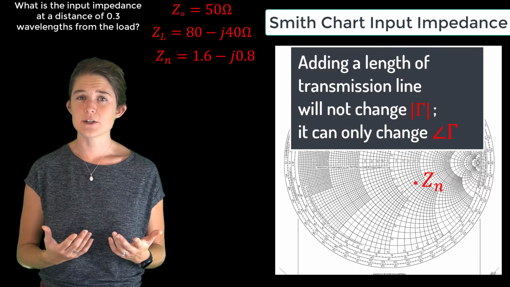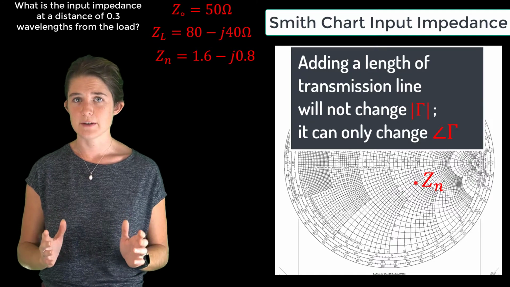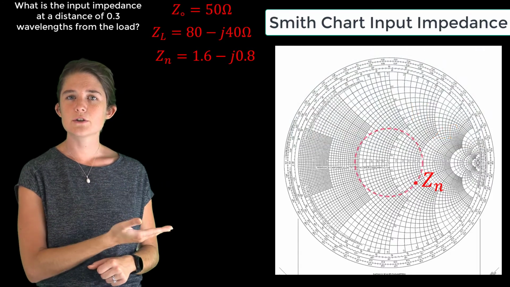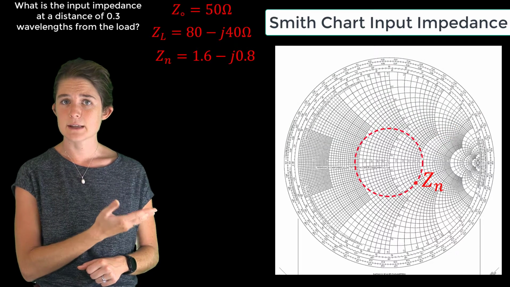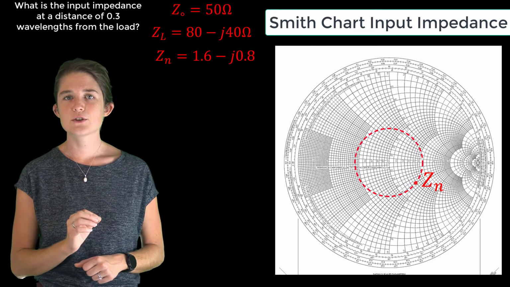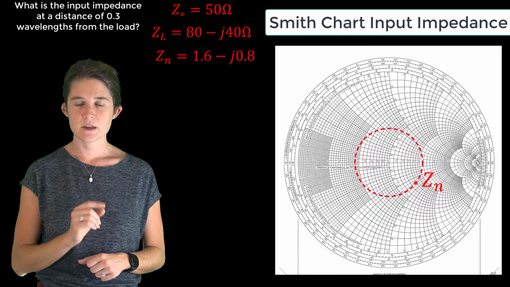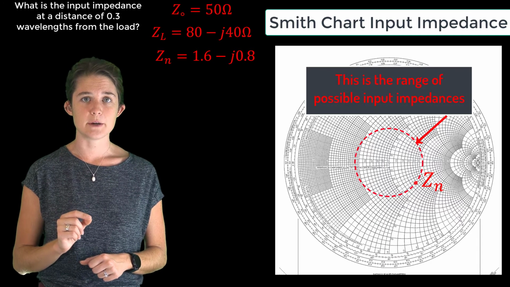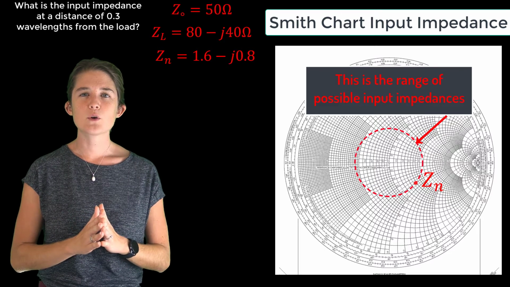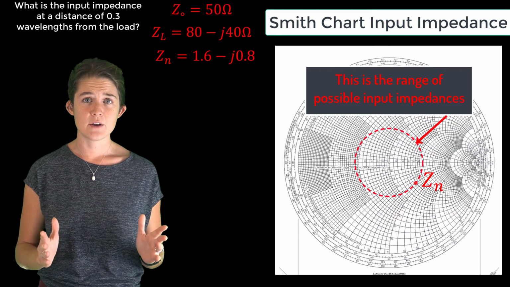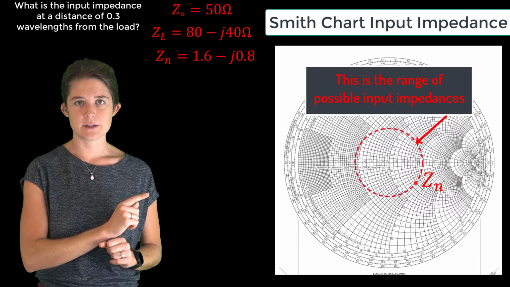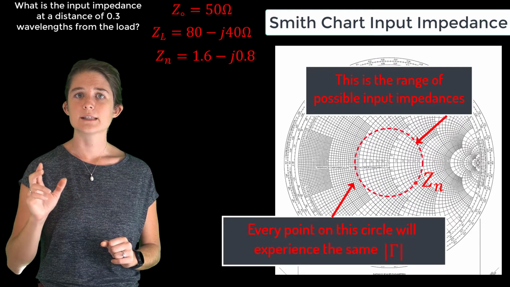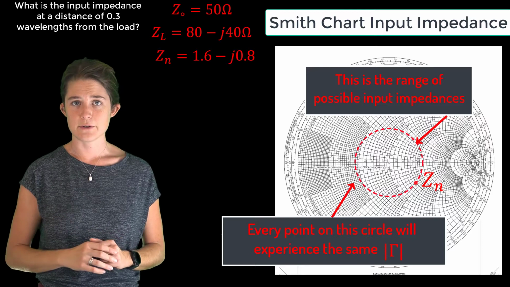Adding a length of transmission line will not change the magnitude of gamma. It can only change the phase. So we can draw a circle of constant magnitude of gamma, centered at the origin, that passes through our plotted impedance. This circle represents the range of possible input impedances. No matter what length of line we choose to add, we will end up somewhere on this circle. And every point on the circle will experience the same reflection coefficient magnitude.